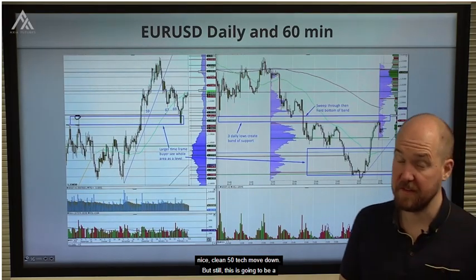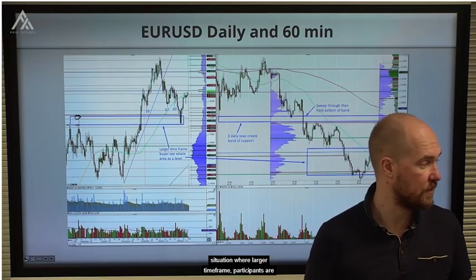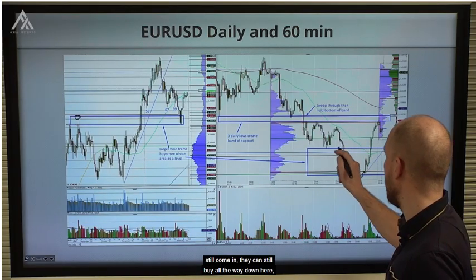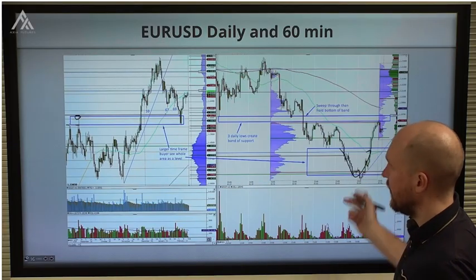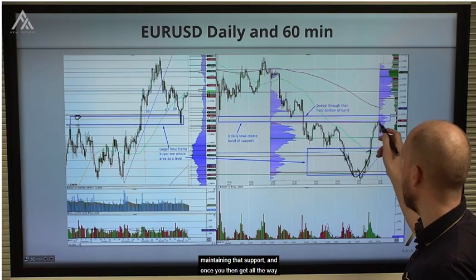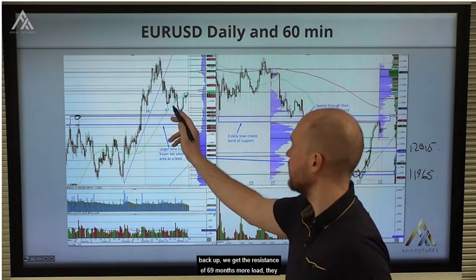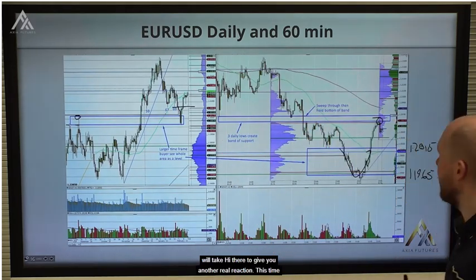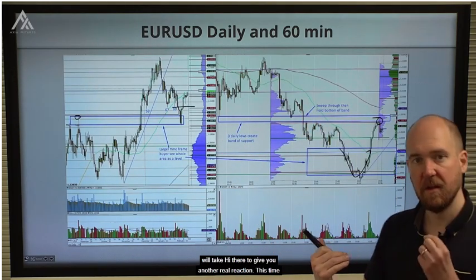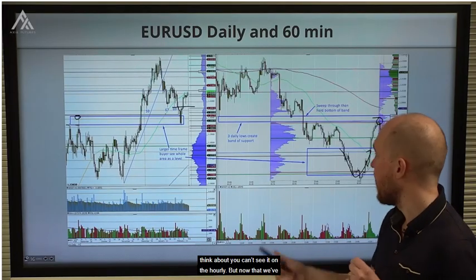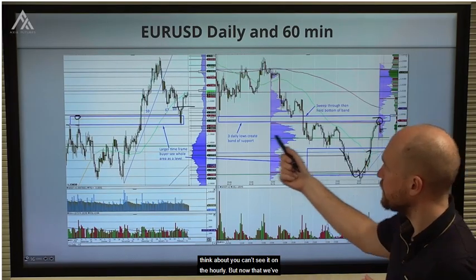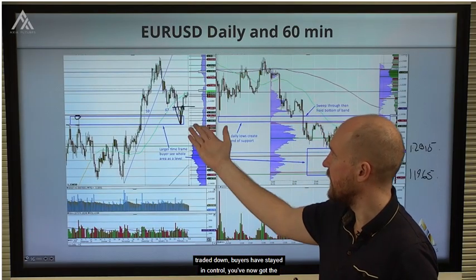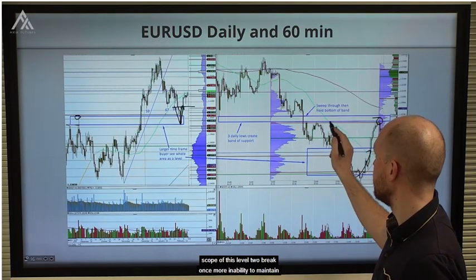But still, this is going to be a situation where larger time frame participants are going to view this as an opportunity to buy. They can still come in, they can still buy it all the way down here, maintaining that support. And once you then get all the way back up, we get the resistance at 69 once more. That's this little tick higher there, which gives you another little reaction. But this time, think about it. You can't see it on the hourly, but now that we've traded down and buyers have stayed in control, you've now got the scope of this level to break once more.